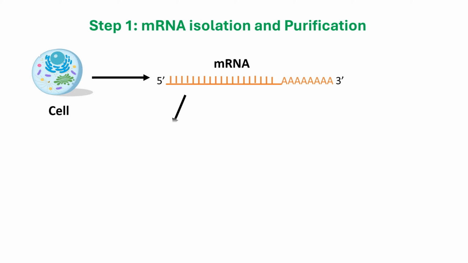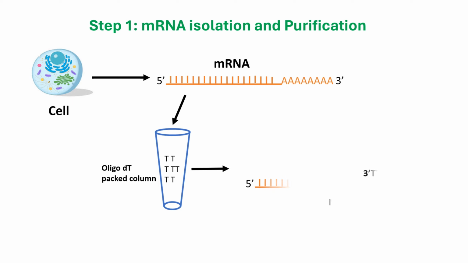So the purification of the mRNA involves passing it through a column that is packed with oligo-dT molecules. The oligo-dT is just a short stretch of DNA sequence that is made up of only T nucleotides. The idea here is that when you pass the mRNA through this column, the poly-A tail of the mRNA would anneal to the oligo-dT that is packed in the column.